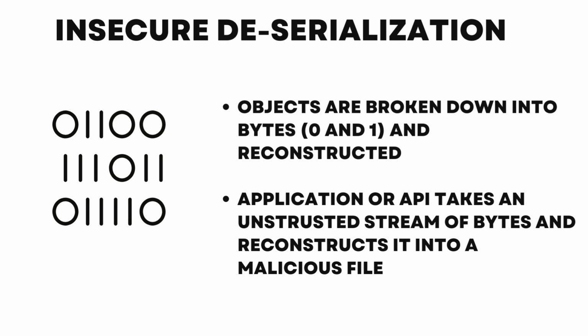Insecure deserialization. Okay, this sounds like a long thing, but basically serialization is the process of breaking down an object. You have a file, you break it down into bytes, like zeros and ones, and then when it's transmitted, it gets reconstructed.